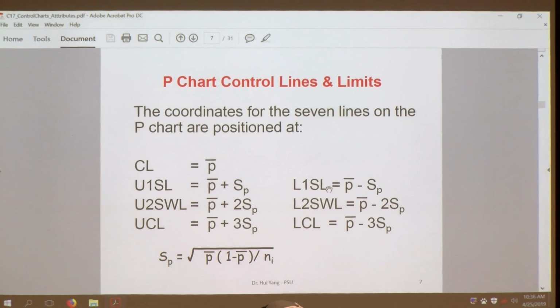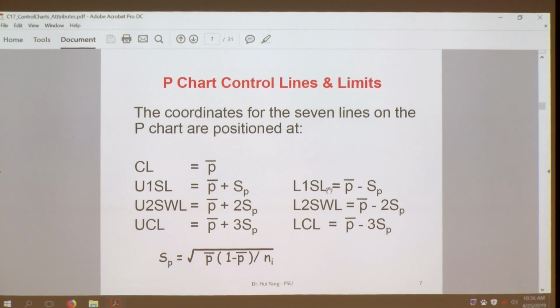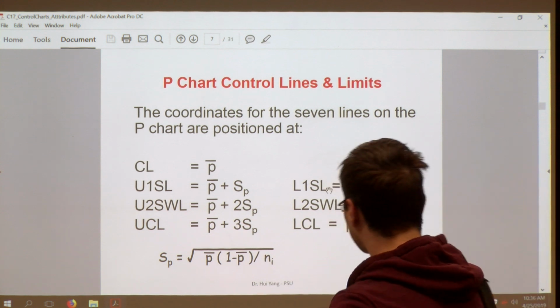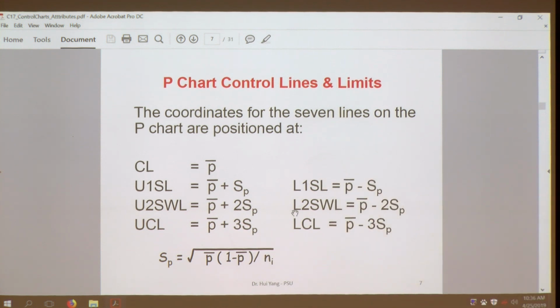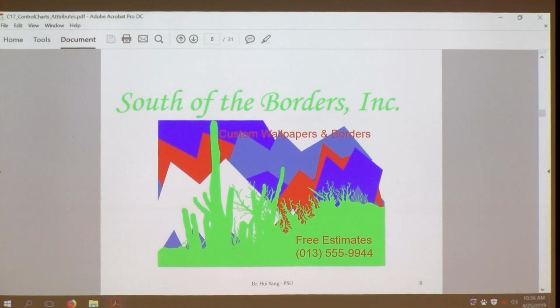Thank you for coming. Okay, so in this class we're going to talk about control charts for attributes. So let's first revisit the example we discussed last time. This is a company who do custom wallpapers and borders.